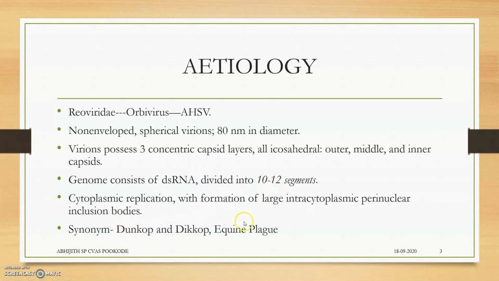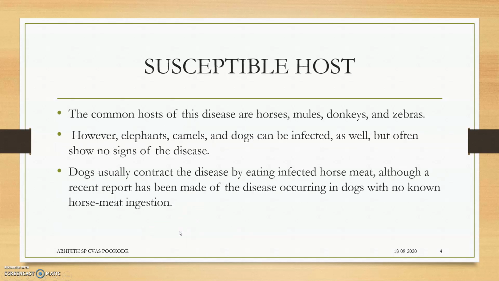The synonyms are equine plague, because most deaths are caused in equines by African horse sickness virus. And Dunkop and Dikkop are the two clinical forms. So they are also called synonyms of African horse sickness.